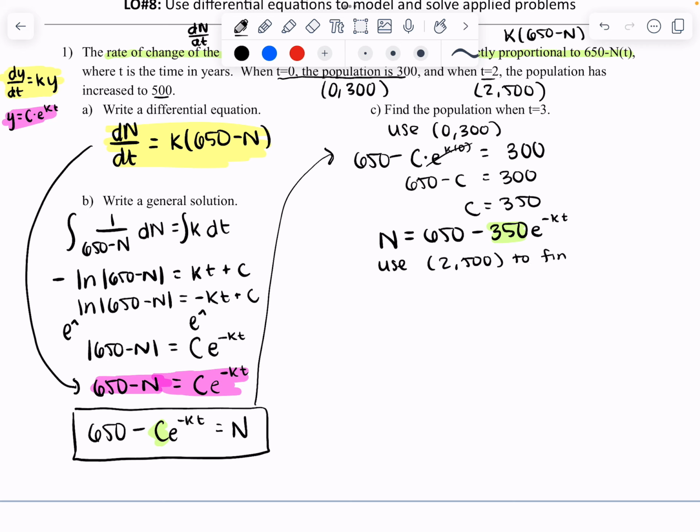to find k. From here, we really did this last time. So I would encourage you to pause the video, try to do it yourself, and then fast forward and see if you get the same thing that I get.